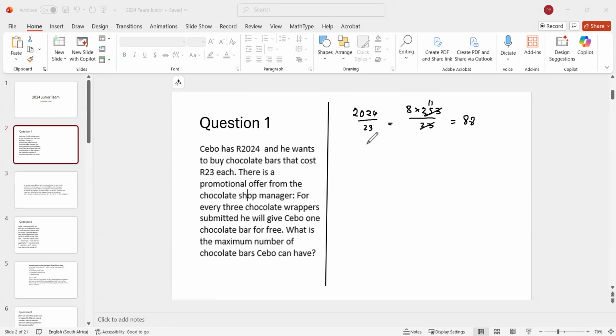So he gets 88 divided by 3, which is 29, remainder 1. 3 times 29 is 87. So with these 29 wrappers, he can get 29 free chocolate bars.